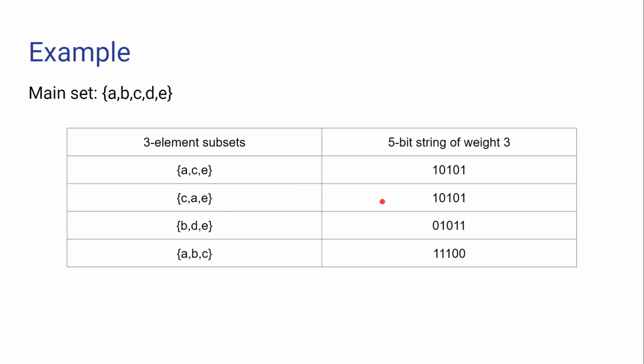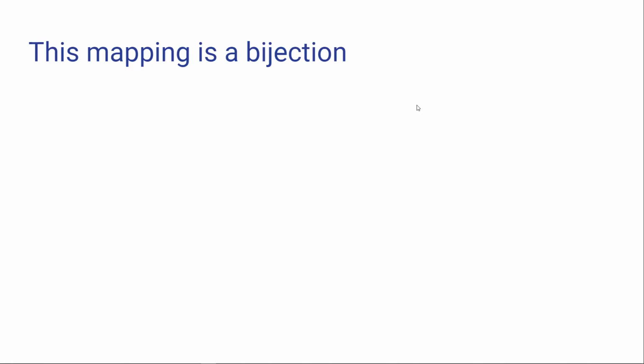In the second line, it shows that if we take the same set but written in a different order, it produces the same output, which is what a function should do. This isn't a collision because those two sets are not different. Instead, this is illustrating that the mapping is actually a well-defined function. So let's see why this mapping is a bijective function. We've already argued that this mapping is actually a function when I give it one input, which is a k-element subset of a main set with n things in it.